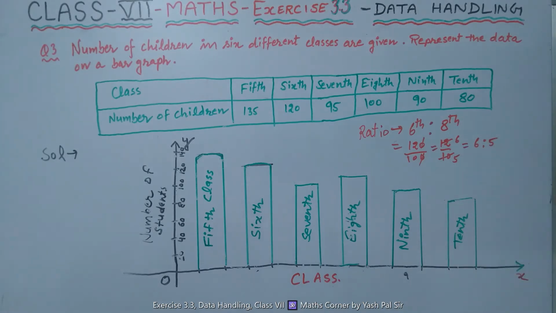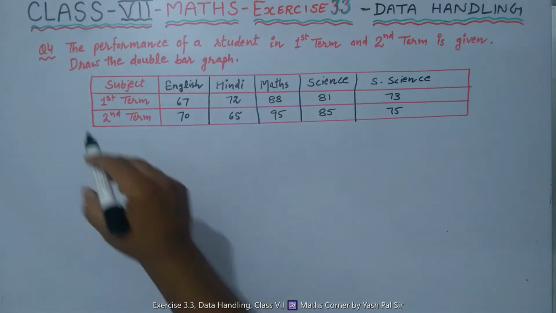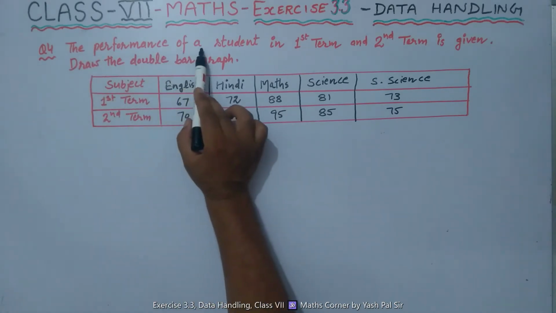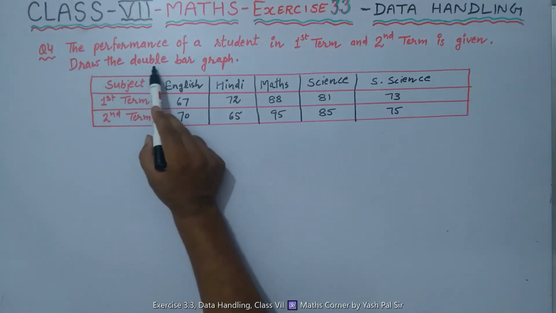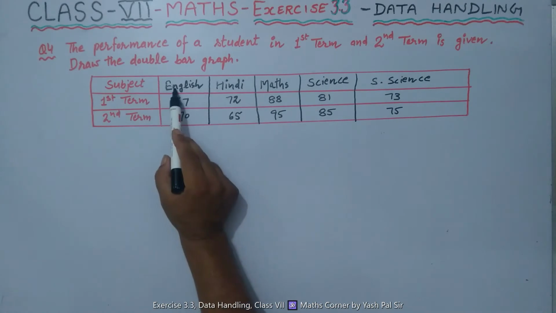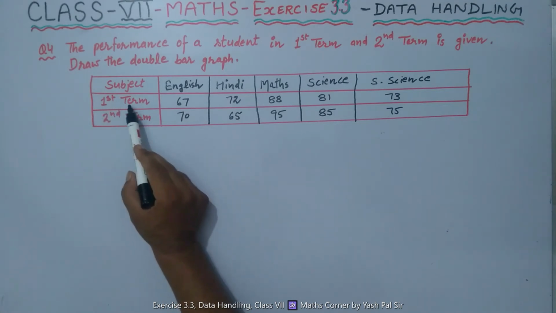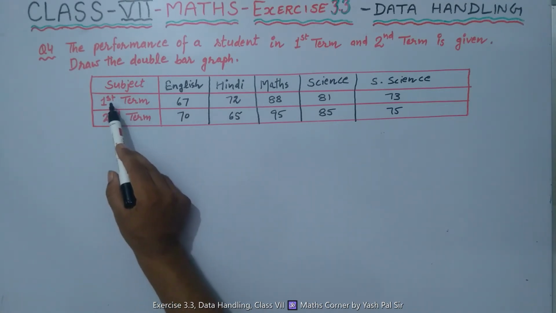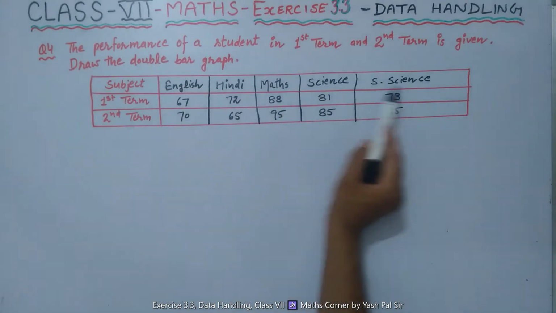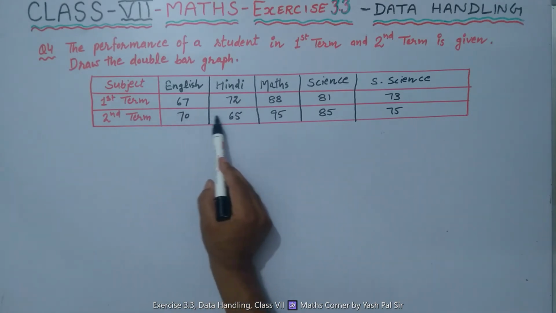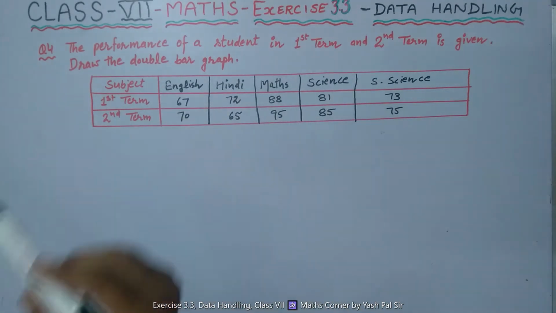This is the ratio. Okay, first of all, now we shall discuss question number 4. Question number 4, the performance of a student in first term and second term is given below. Draw the double bar graph. So subjects English, Hindi, math, science, social science. One student appeared in first term, then second term. The scores of first term final scores are given in this line. The result of second term exam is given here in this line. So let us see how to prepare the double bar graph.